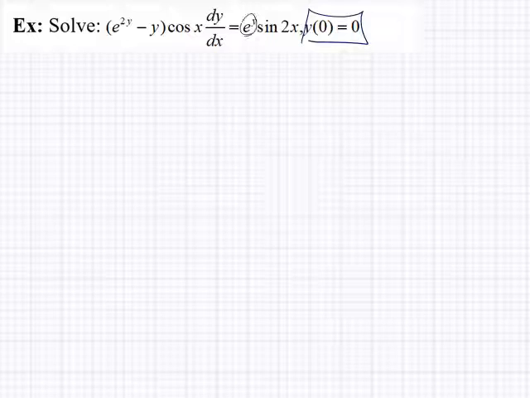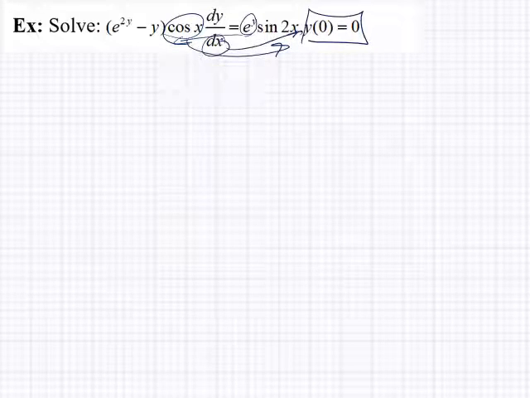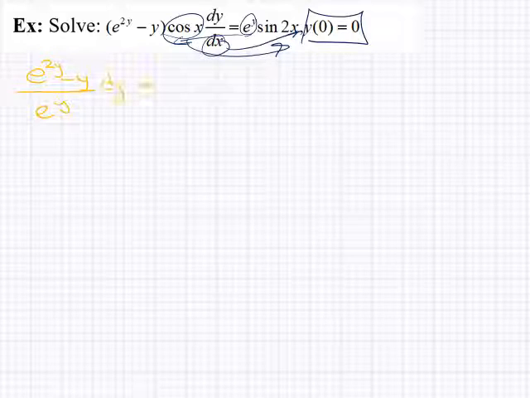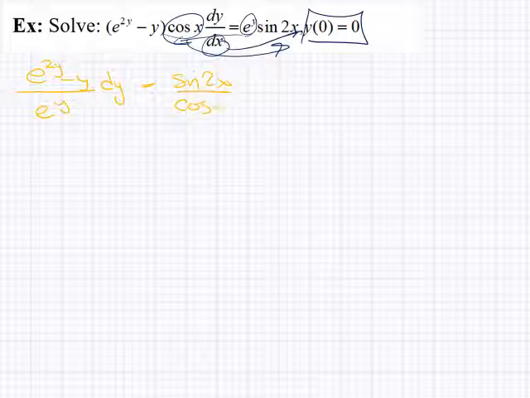This e to the y I'm going to bring over to the y side by dividing it. This cosine x, I'm going to divide over to here, and I'm going to multiply the dx over. So all that manipulation gives me (e to the 2y minus y) over e to the y dy equals sine 2x over cosine x dx. Now before I start integrating this thing, I'm going to simplify a little bit. So this I'm going to split apart into two separate fractions.